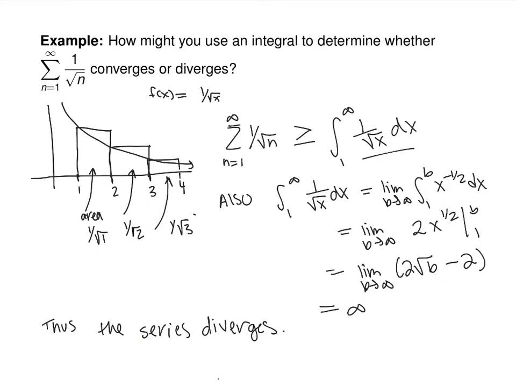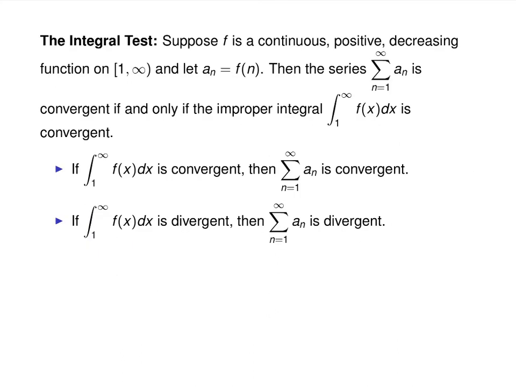So the sum from n equals 1 to infinity of 1 over root n does the same thing as the integral from 1 to infinity of 1 over root x. And that is the basis of the integral test.